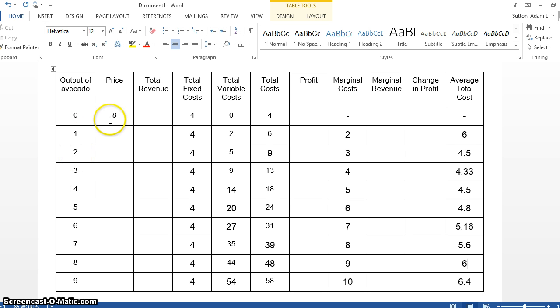Up here it says 8 when I sell 0 avocados, which would mean that my total revenue must be, if I sell 0, how much money did I bring in? Well, it has to be 0. I didn't sell anything, so I didn't make any money. Now, for the next one, for the first avocado I sell, what's the price here?